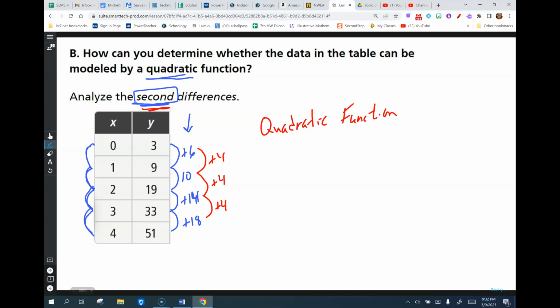And I will tell you right now, on the practice exam for EOC, they want you to determine what kind of function you have, if it's linear, quadratic, or exponential. So if I go through it the first time and it's not the same, but I go through the second time and it is, then it's a quadratic function. It seems kind of weird. And if I were to graph a quadratic, what do I have again? That's right, a parabola.